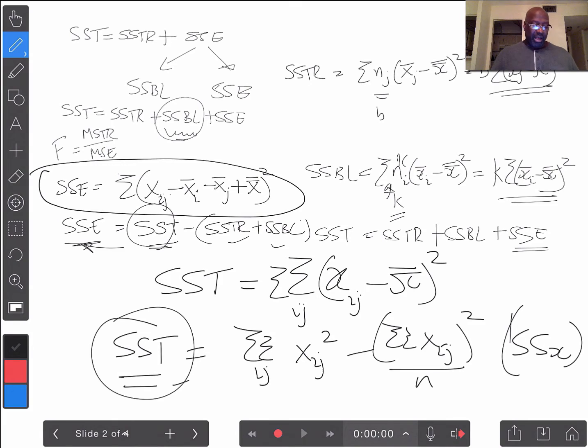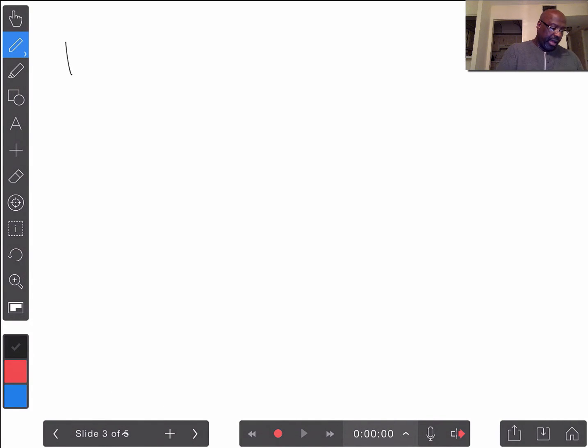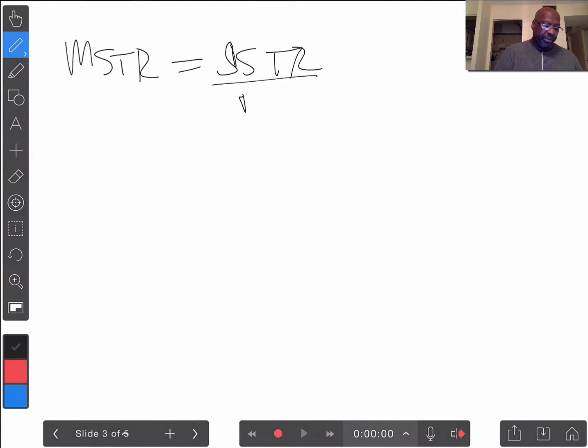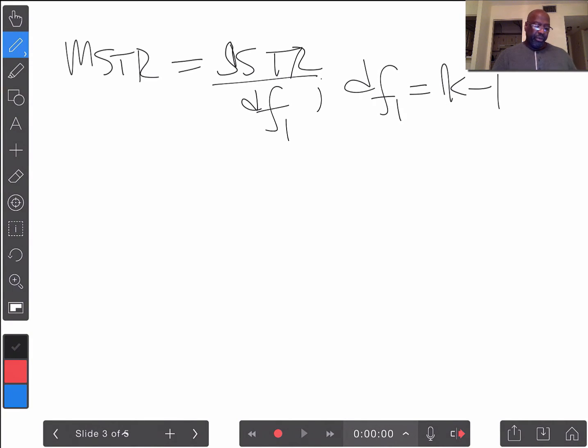Okay, so we have all the formulas. I should give you the degrees of freedom, however. We're going to need those. So for MSTR, that would be SSTR over the degrees of freedom. Let's call it degrees of freedom 1. I need to be consistent. So degrees of freedom 1 in this case is just k minus 1. We already know that from before.